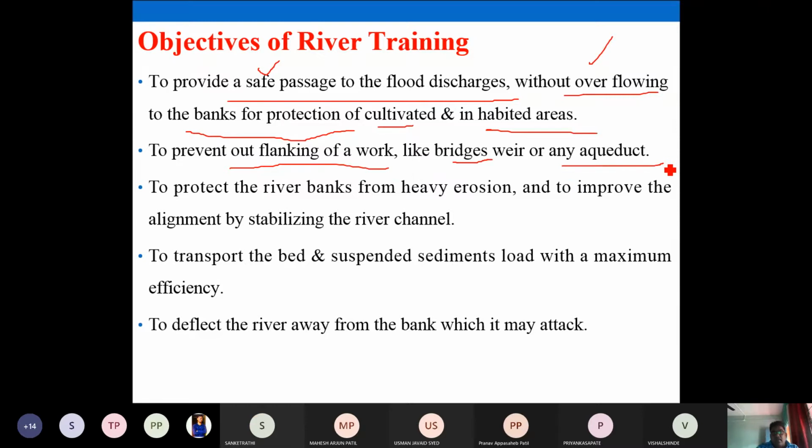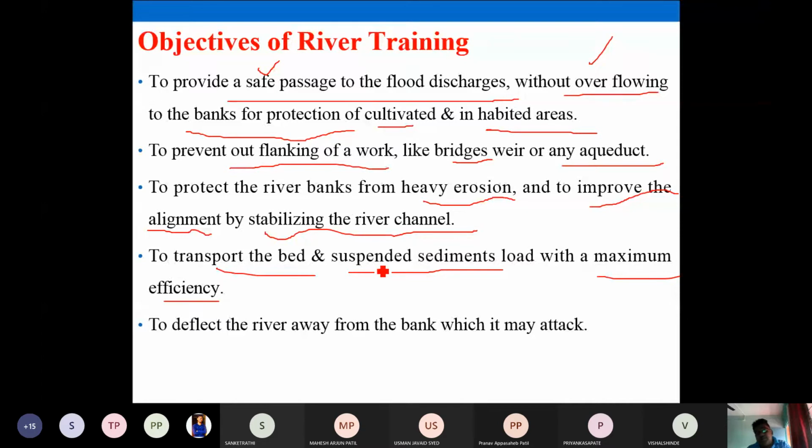Then, to protect the river banks from heavy erosion, which is the major problem, and to improve the alignment of the river by stabilizing the river channel. The next objective is to transport the bed and suspended sediment. Once the river is carrying a sediment load, the sediment load must be removed from the path of the river. So it is important to transport the bed and suspended sediment load with maximum efficiency. Transportation must be there, but the silt deposited on the banks of the river should be drained out immediately.